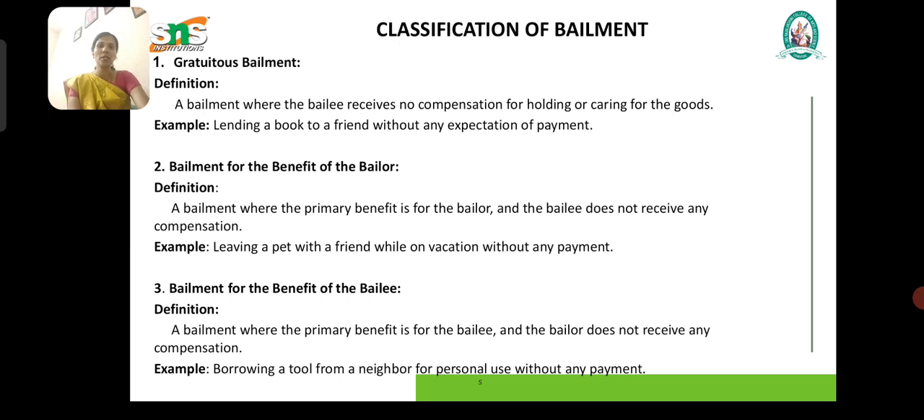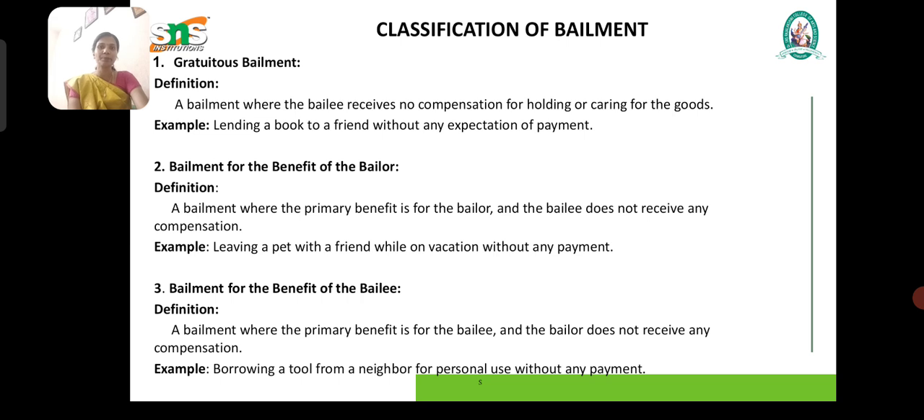Second one is bailment for the benefit of the bailor. See the example: leaving a pet with your friend during a vacation without any payment. If you give your goods or your things to your friends or your neighbor for a particular period, you don't pay any remuneration for that. That is called the second one.